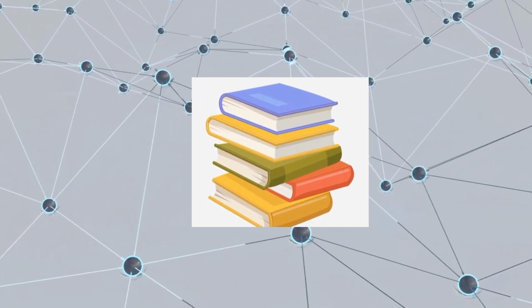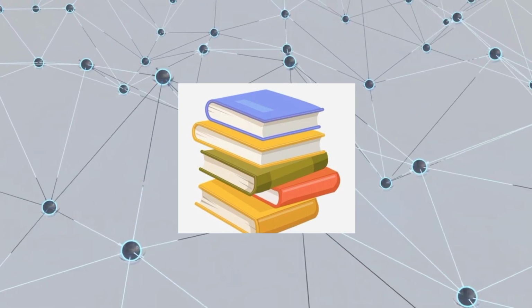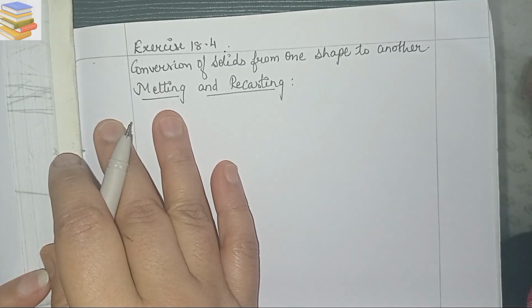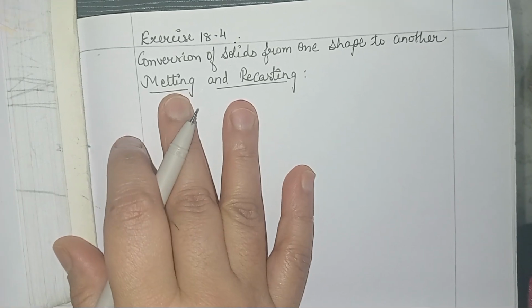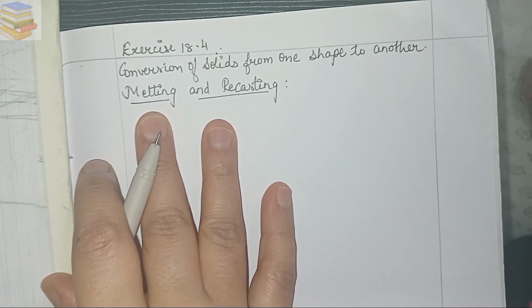Let's start the sums. I'm starting with 18.4, that is conversion of metals. Okay, metallic. Coming on to exercise 18.4, it is basically conversion of solids from one shape to another.